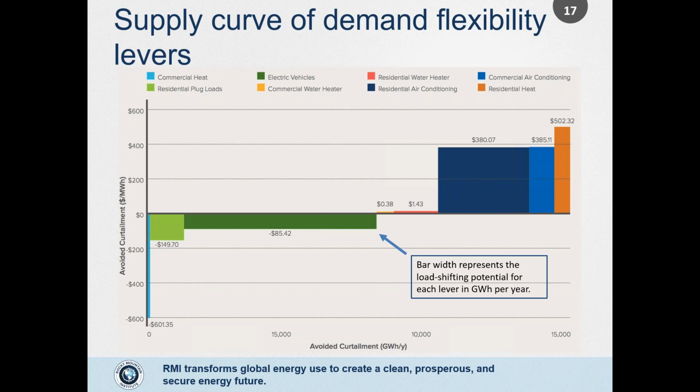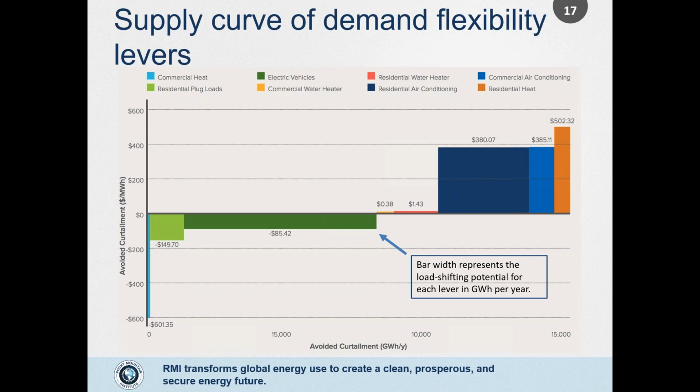And you're seeing here the total effect of each of the flexibility levers, the total potential of avoided curtailment out here. And this is an interactive effect. In order to avoid double counting, we basically were able to model each of the technologies in a successive manner. So all of these levers that you see on the right were modeled after the ones that came before it.